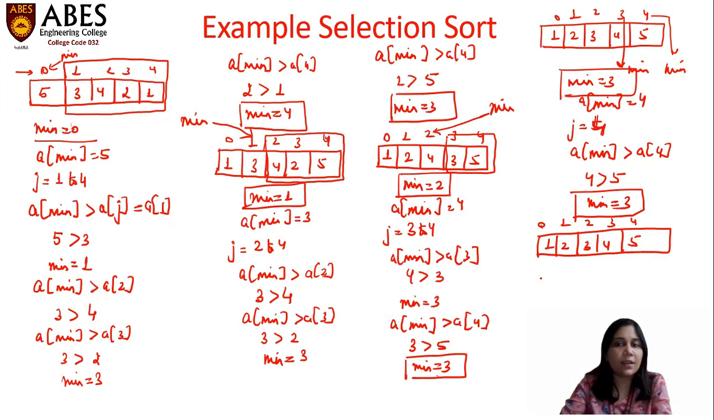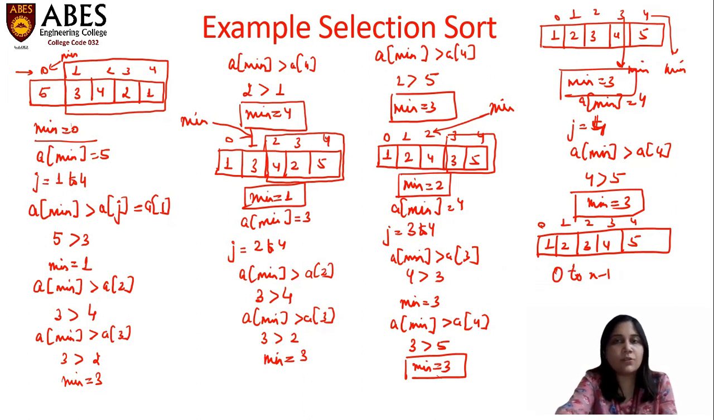It means that whenever you traverse an array for selection sort, you'll be starting with 0 and ending at n minus 1. I'm not going to select the last index for this matter. I hope you have understood the example of selection sort.